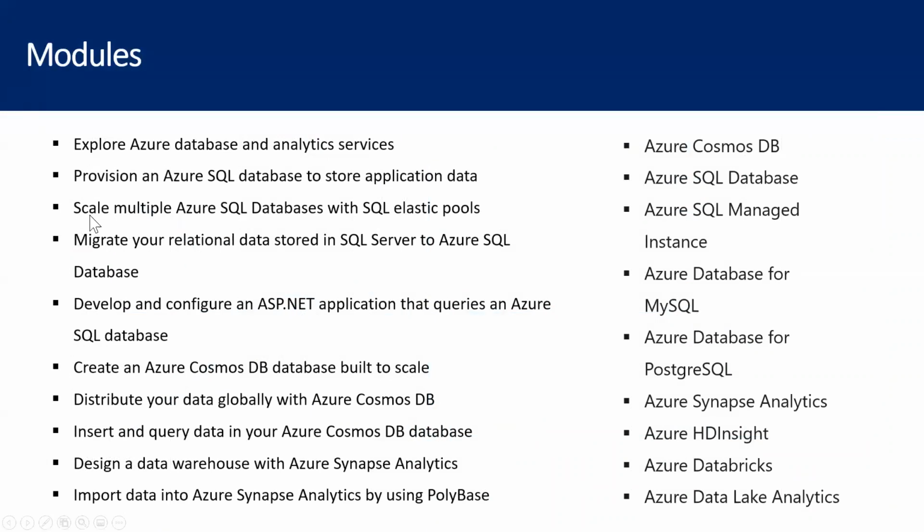And then the third one we discussed today, scaling multiple SQL databases into a single elastic pool. So we created a single elastic pool and added two databases to it. Migrating a database we'll discuss once we have the sample. And the fourth one, developing and configuring ASP.NET. As I mentioned, I completed the setup, but there is a small error, so I couldn't show you today, but I'll cover that next week.